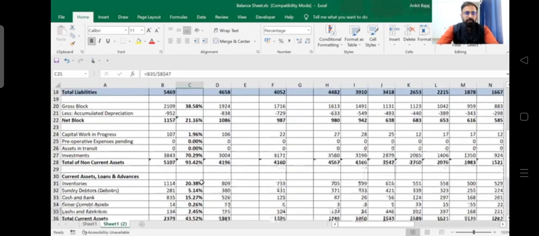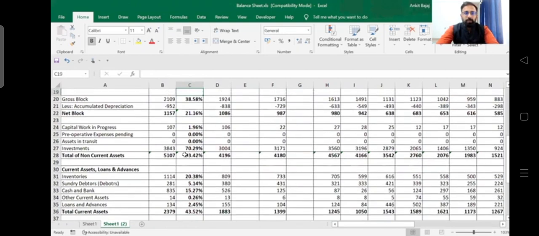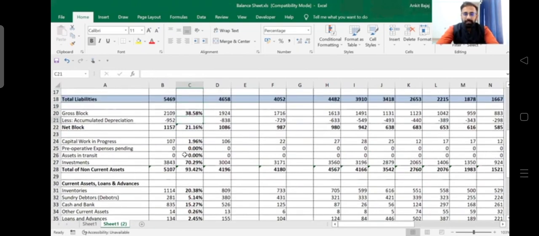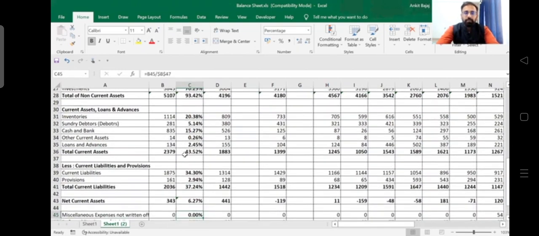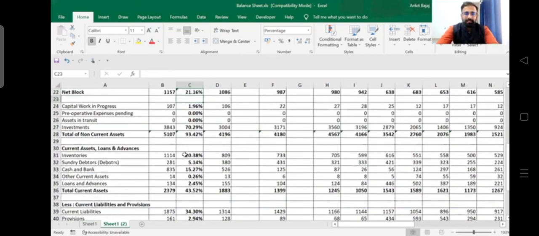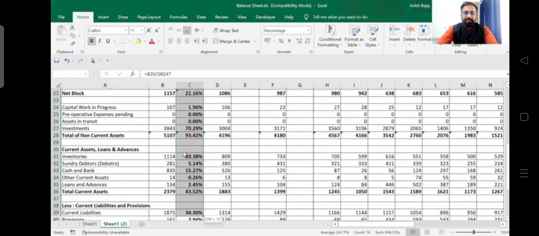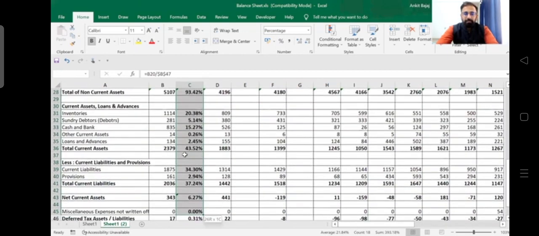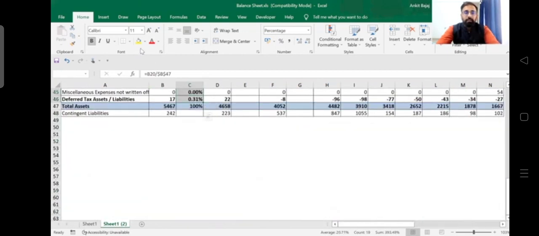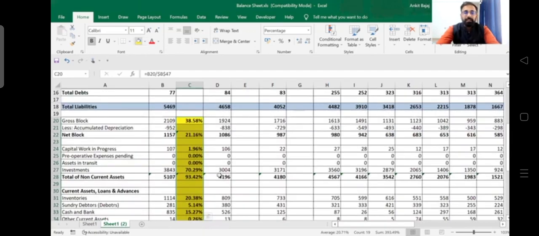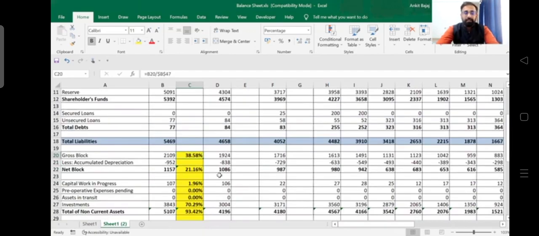So what is the value of gross block out of total assets? The weightage of gross block out of total assets is 38.58%. Approximately, you can say it is 39%. So the company has invested 39% of its money in the purchase of assets.